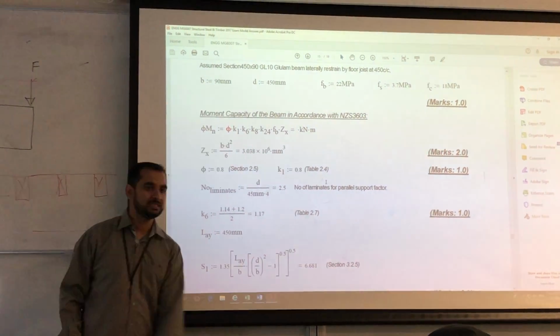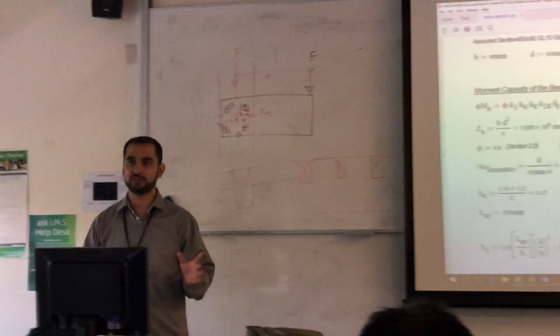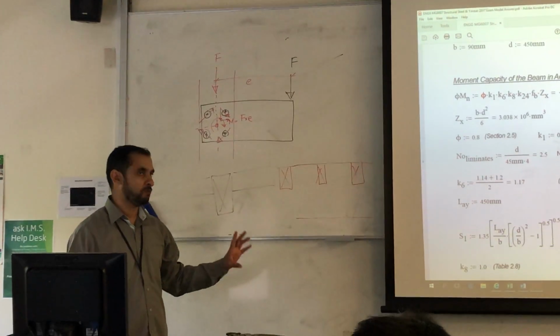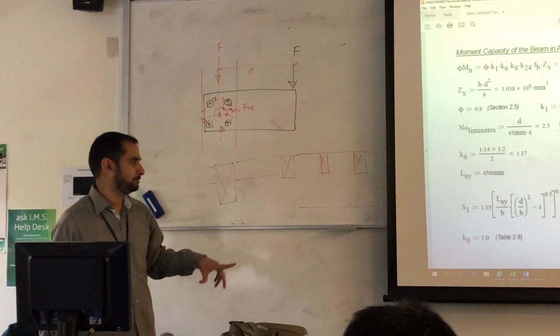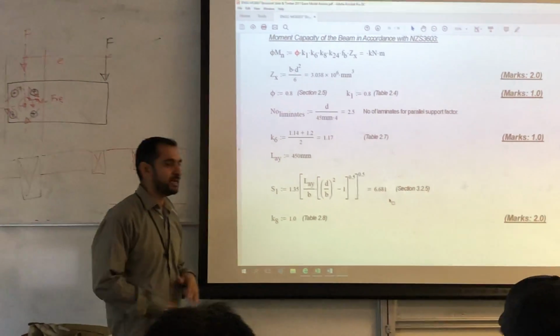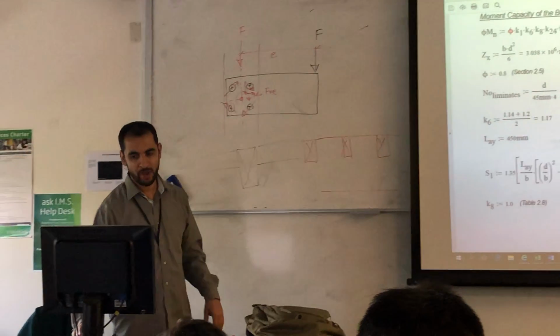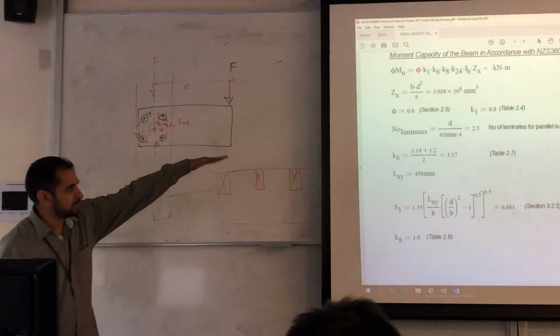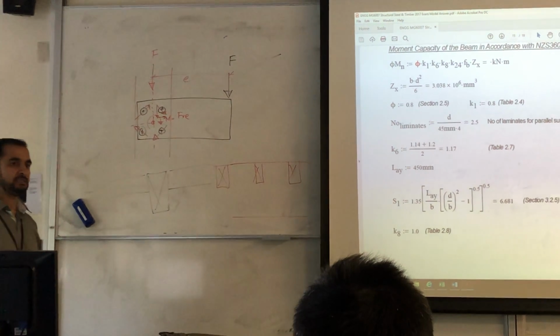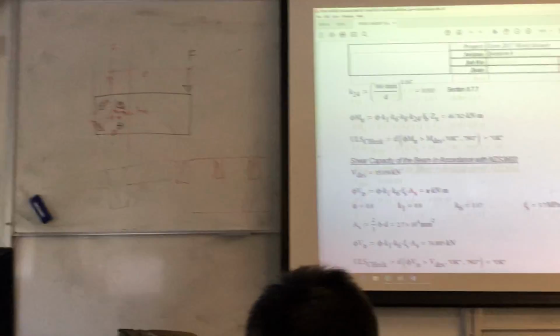Based on the formula, the S value is 6.681, or you can use those figures, the D over B ratio. I think it's D over B, yeah. And then from the table, if it is less than 10, K8 is equal to 1. So all these steps, you can see it has marks, and if you don't do it, you simply lose marks.